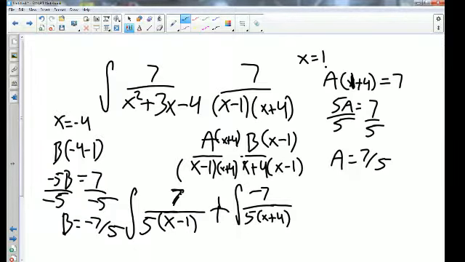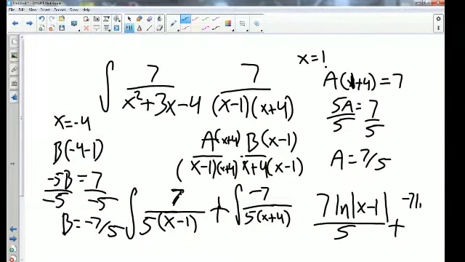Okay, so you integrate both of these and you'll get 7 natural log absolute value of x minus 1 over 5, and then plus -7 natural log absolute value of x plus 4 over 5.